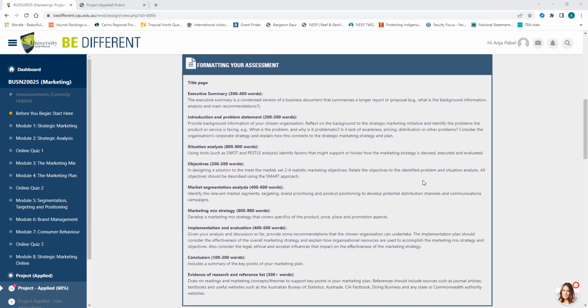So obviously a title page, and feel free to use the cover page that is being circulated as part of the monthly newsletter, and you may have also come across it in the earlier units. So an appropriate title page that includes all your identifying details would be really helpful. Then your executive summary.